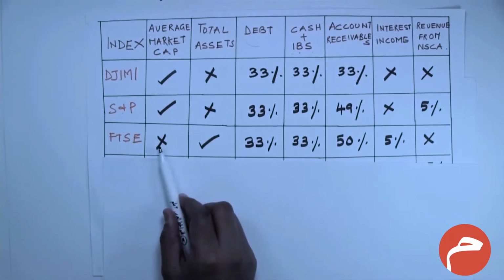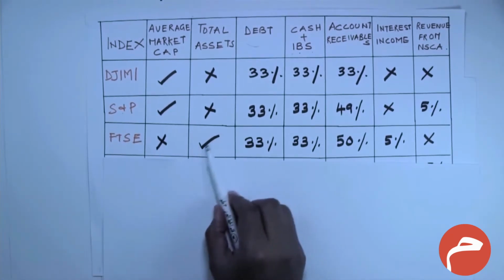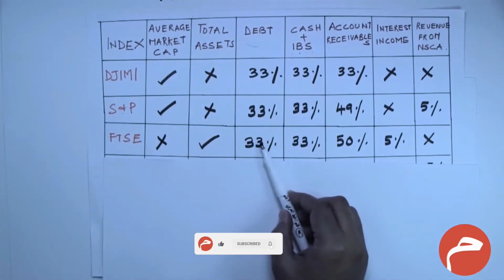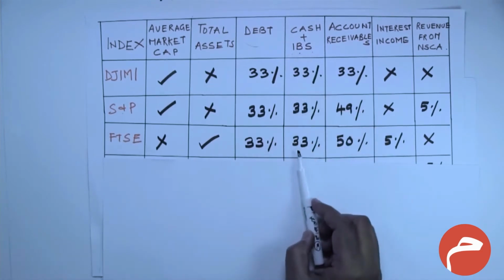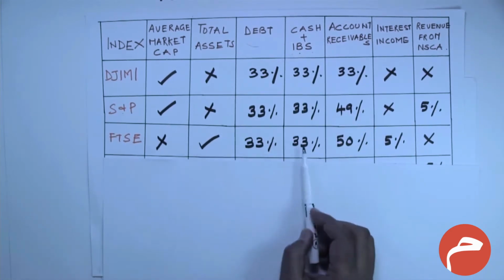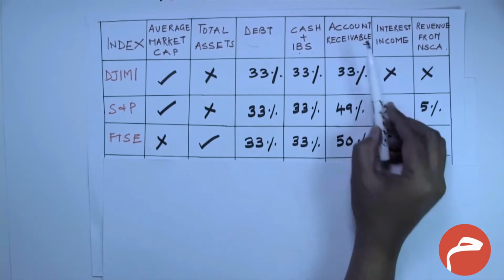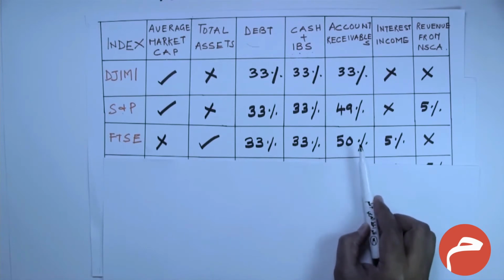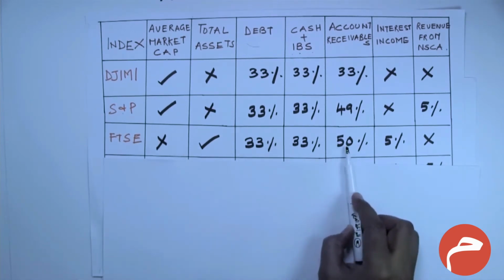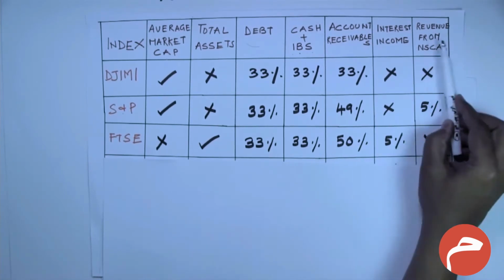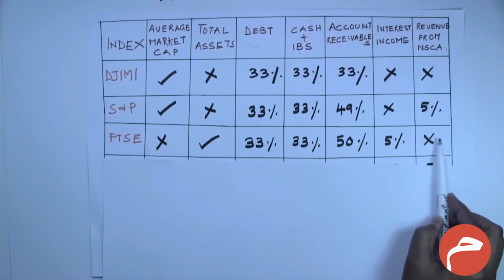FTSE does not use average market cap. What it uses is the total assets of the company. So the total debt divided by the total assets of the company should be less than 33%. For cash plus interest-bearing securities, it should be less than 33%, meaning to say the total cash plus interest-bearing securities divided by the total assets, it should be less than 33%. For account receivables, you can see a difference here. It talks about 50%. So the account receivables divided by the total assets should be less than 50%. For interest income, compared to the total income, it should be less than 5%. For revenue from non-Sharia compliant avenues, there is no mention about that.